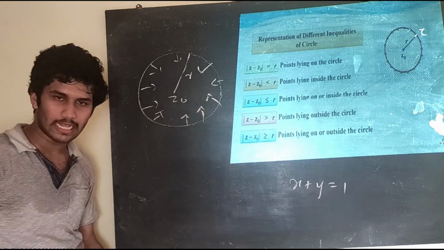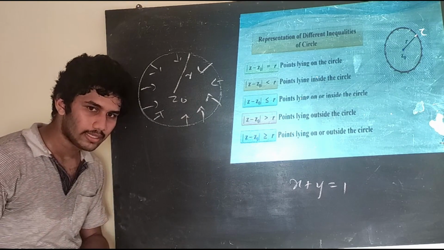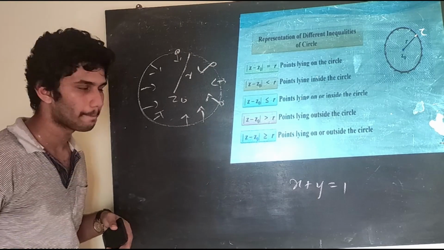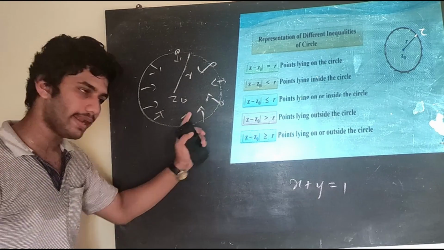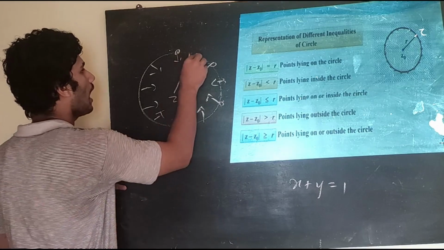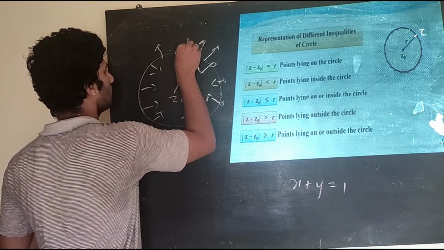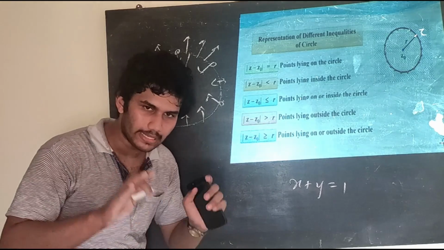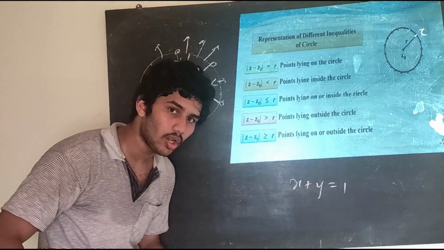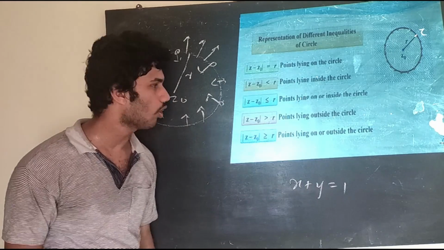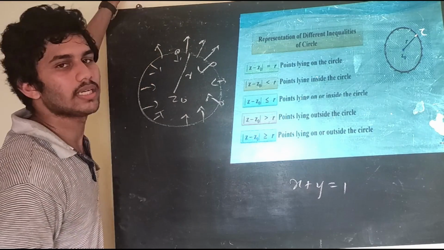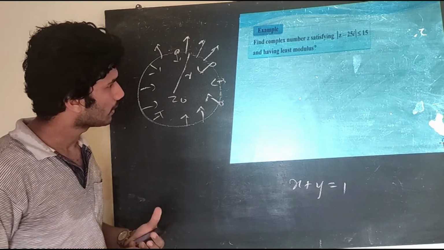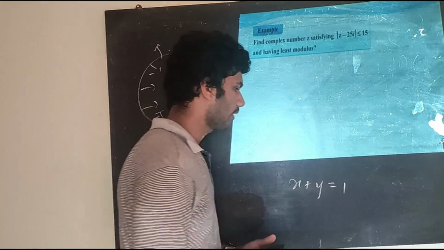Similarly, modulus of z minus z naught less than or equal to r means it can lie either on the circle or inside the circle. Modulus of z minus z naught greater than r means it lies somewhere outside the circle. And if it is greater than or equal to r, it lies on the circle or outside the circle. Okay, so this is the part of complex. We'll discuss with the question and then we'll understand.